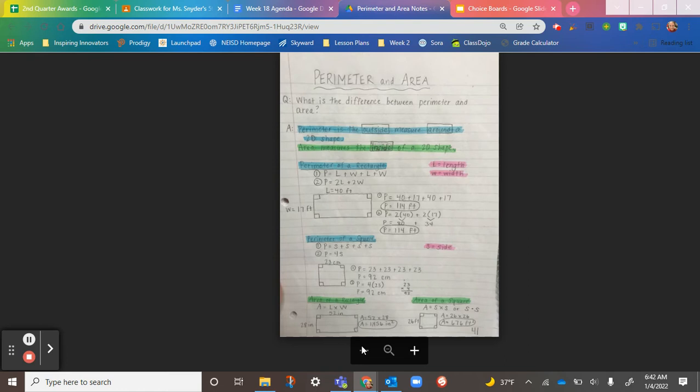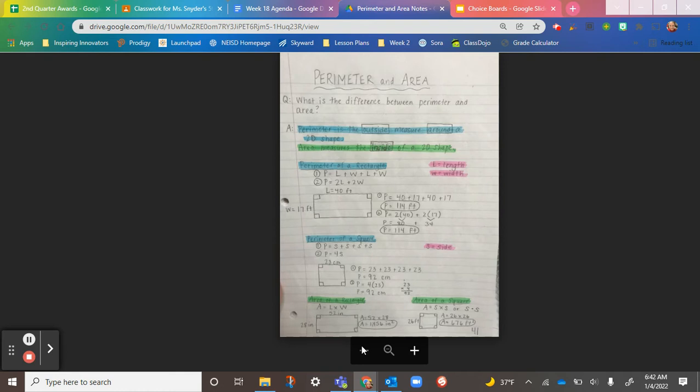That would be, you would use the formula for perimeter. And then if you wanted to put down some new grass inside that fence, that would be the area inside. So you would need to find the area.